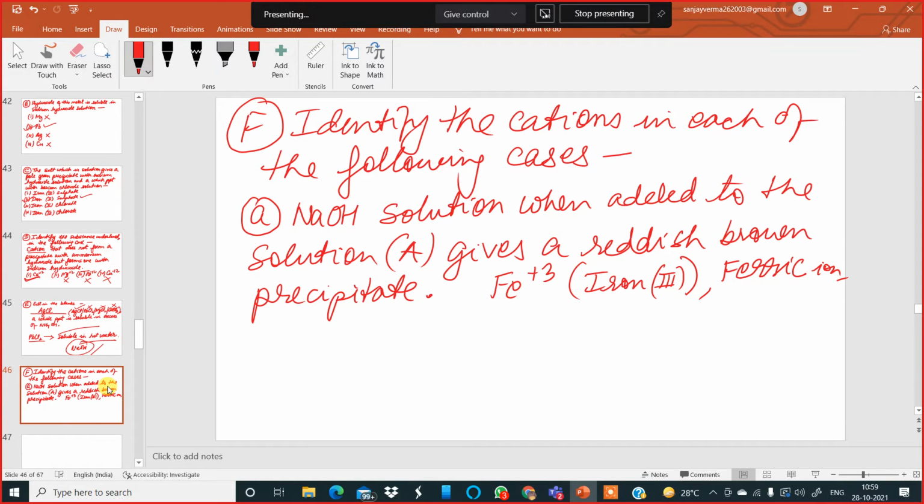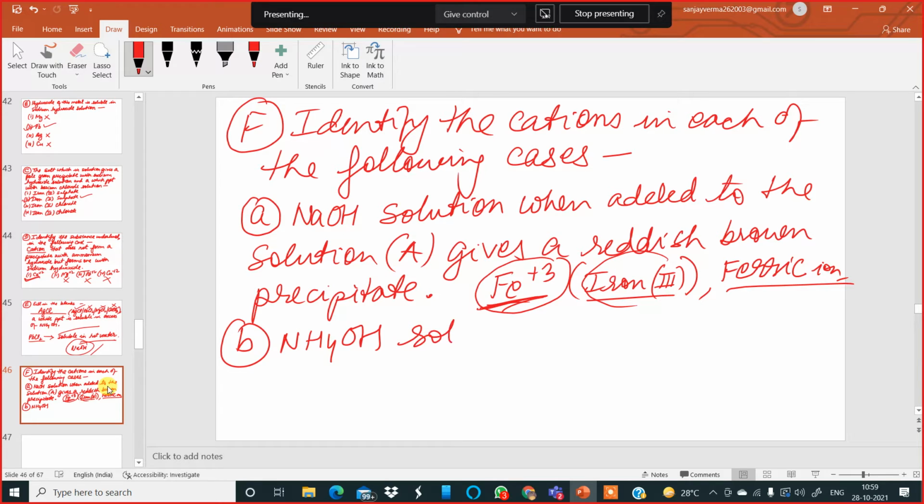Correct answer. So there are different forms of writing the answer. Stick to iron 3. Actually, they are asking for the cation, so it is better you write iron 3 ion or mention Fe plus 3. You will get the marks for that. Number B. Are you ready for number B?